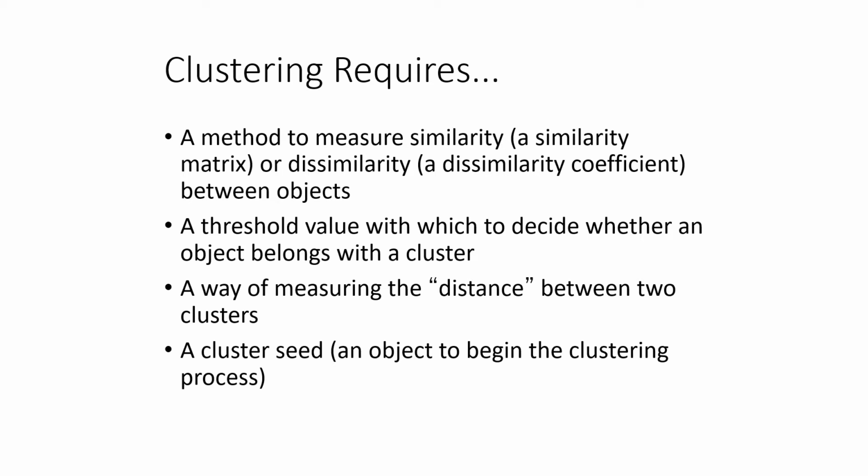So to do clustering, you have to have some kind of measure of similarity or dissimilarity between objects. You also need a threshold to decide whether something should be part of a cluster or not. You also have to have some way of measuring the distance between two clusters. And then to start clustering, you always have to start with something, a cluster seed, some kind of object to start with.